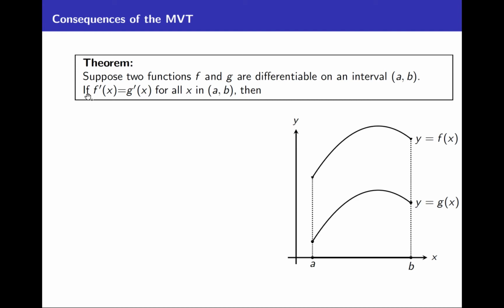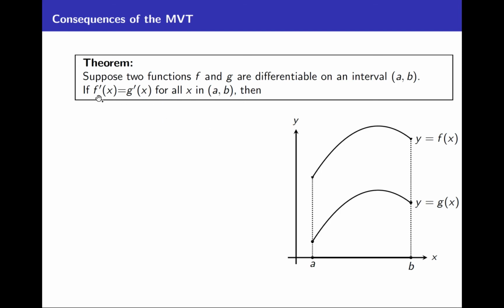And I'll give this to you in two parts with an incomplete sentence first. If f prime of x equals g prime of x for all x in this interval, then something significant is going to happen. And I want to jump down to this picture to convince you what that significant thing is going to be.